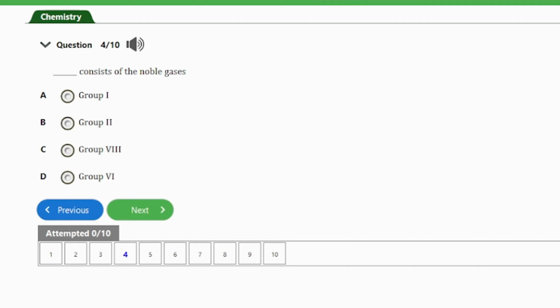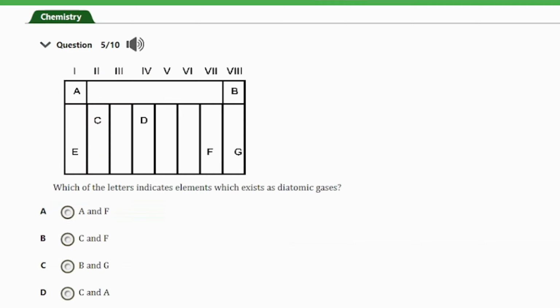Question number 4. It says dash consists of the noble gases. A, group 1, B, group 2, C, group 8, and D, group 6. The noble gases are the group 8 elements. They are called the rare gases, or the noble gases, or the group 8 elements. They are those elements that have the octet configuration. And that's it for that question. So let's consider the next question.